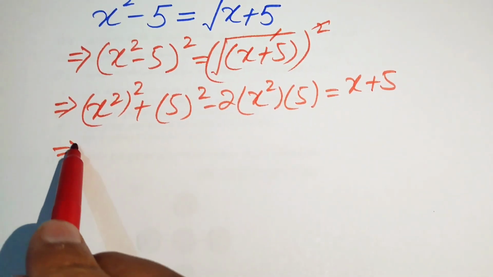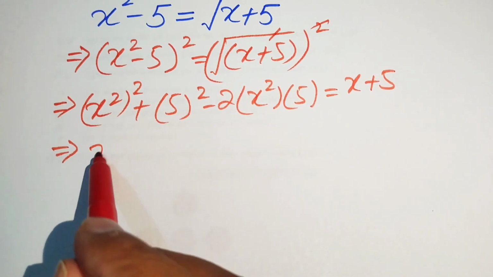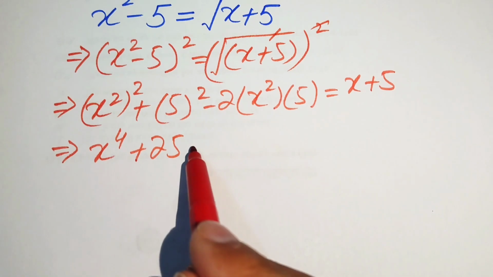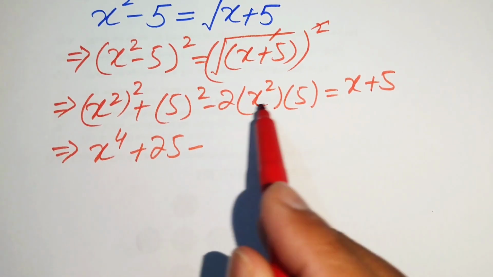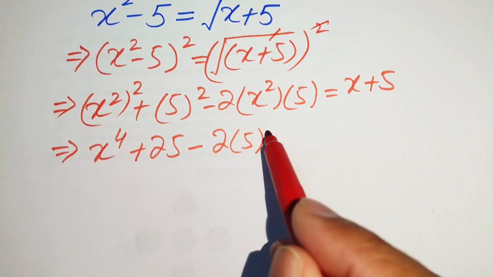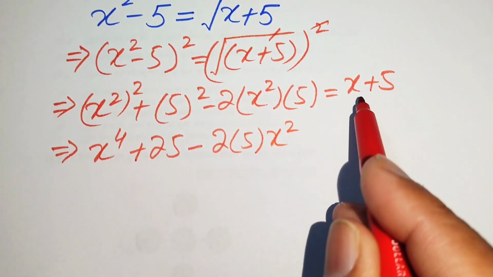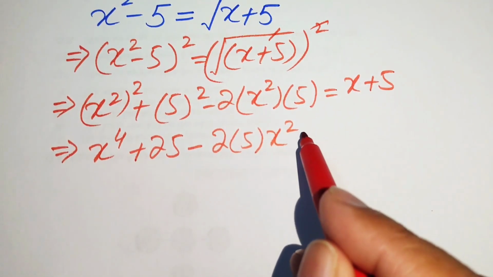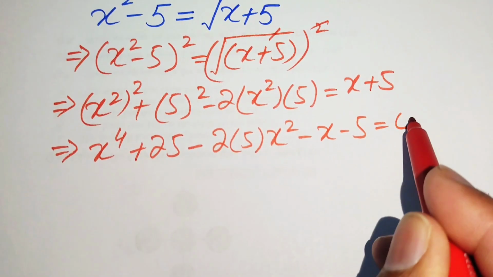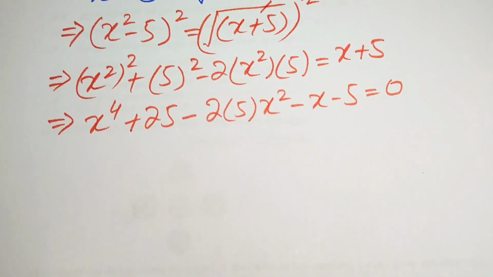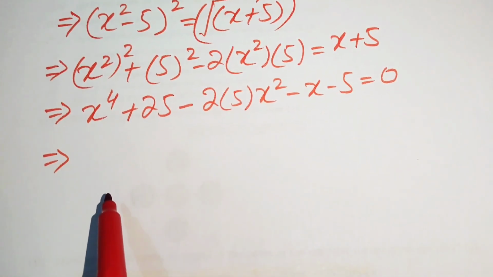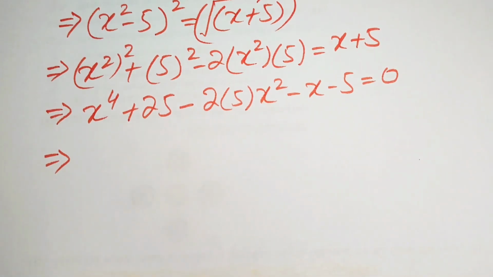Now we simplify the terms, and we write it as x to the power 4 plus 5 square, which is 25, and minus 2 times 5, written as 2 into 5 into x square. We move the x plus 5 to the left hand side, and it is written as minus x minus 5 equals 0. Further, in the next step we have some more simplifications.